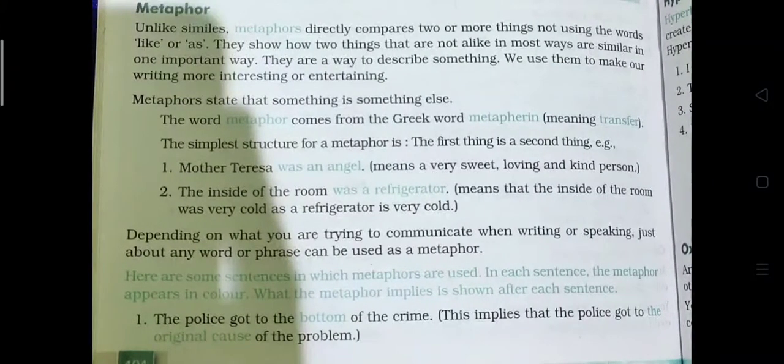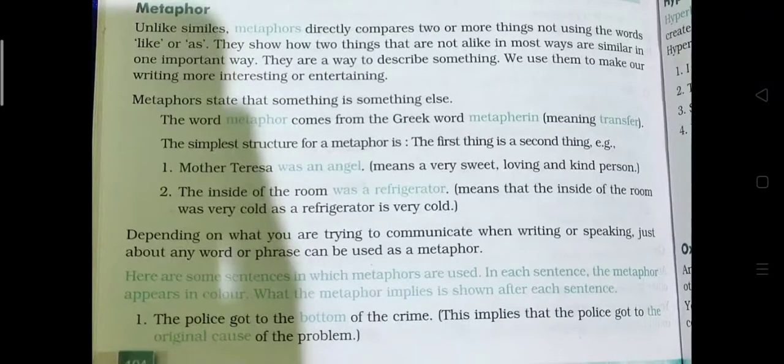Metaphor. Okay, what do you understand by metaphor? Unlike similes, metaphors directly compare two or more things. When we are comparing two or more things without using any word like "like" or "as", this is called a metaphor. Metaphors do exactly the same work as similes, but the only difference is we don't have "like" or "as". They show how two things that are not alike in most ways are similar in one important way. Okay, we compare two things which are not exactly the same, but they have something in common.